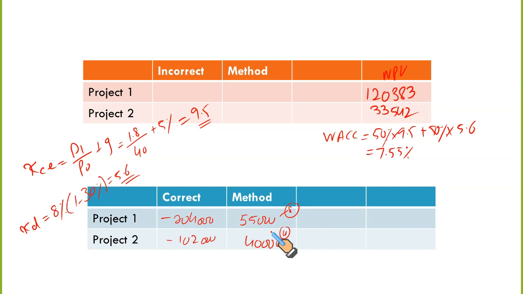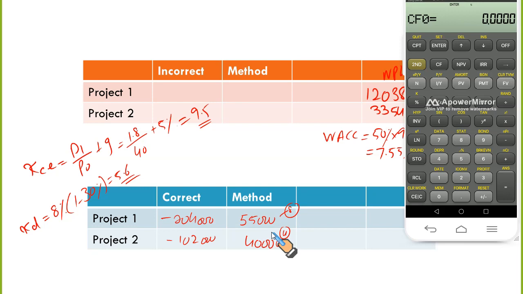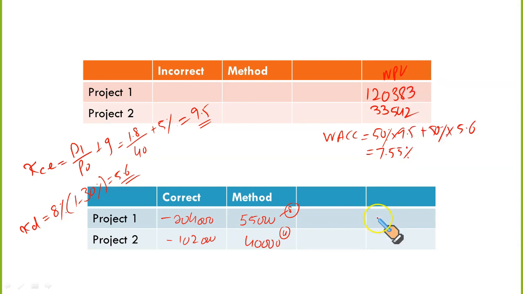I will do it directly on the calculator. Project 1: 204,000, negative, enter, down arrow key. Then you have 55,000, enter, down arrow key. The frequency is 8, enter, down arrow key. NPV, the rate you will use is 7.55, enter, down arrow key, CPT. It's 117,535. Let's write it down: 117,534.9, or approximately 5.